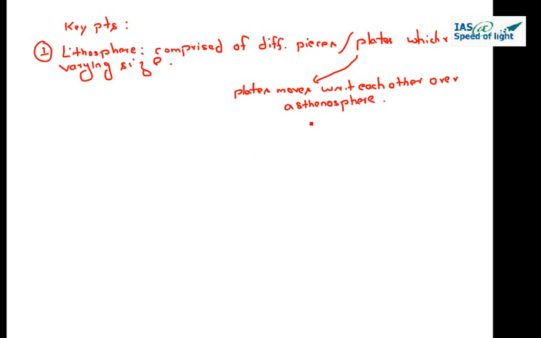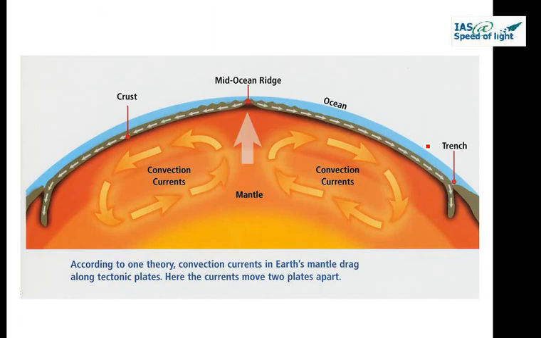Alright. Now, why do these plates move? These plates move because of the convection current, the convection cell which develops in molten lava. Like this, what we have seen in the atmosphere also, the development of the convection cells.